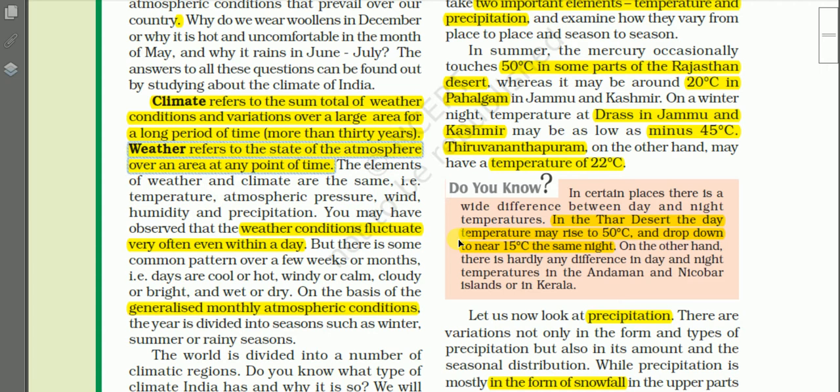And you may have observed that weather conditions fluctuate very often within a day. Sometimes you will find the sky is very clear, sometimes it is cloudy, sometimes it rains, sometimes temperature is rising, sometimes temperature is falling. So all this refers to the condition of the atmosphere at a given point of time. That is known as weather.